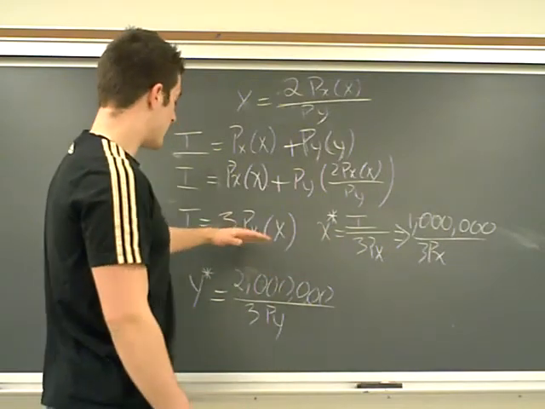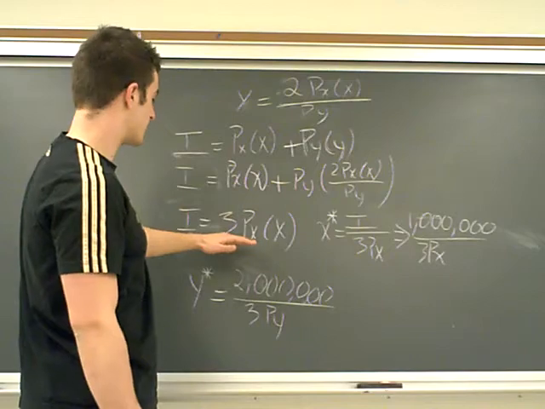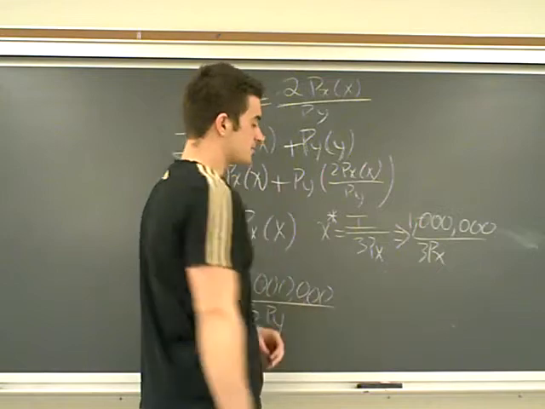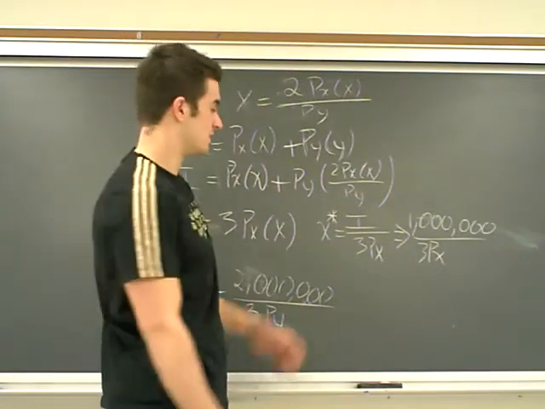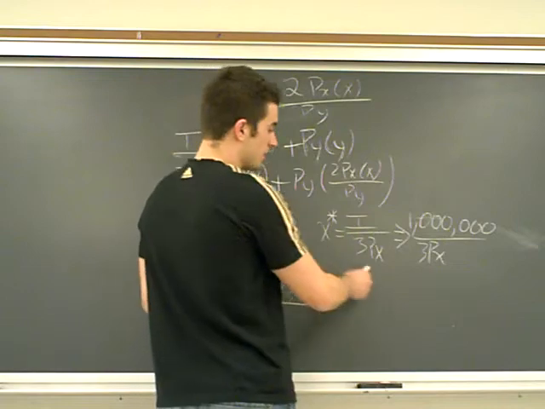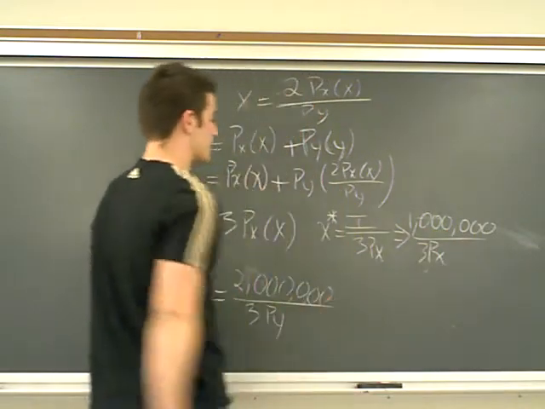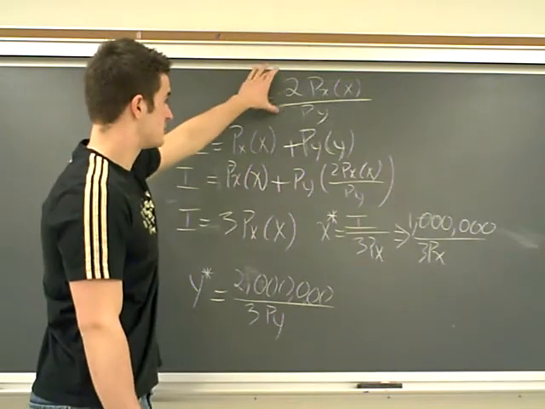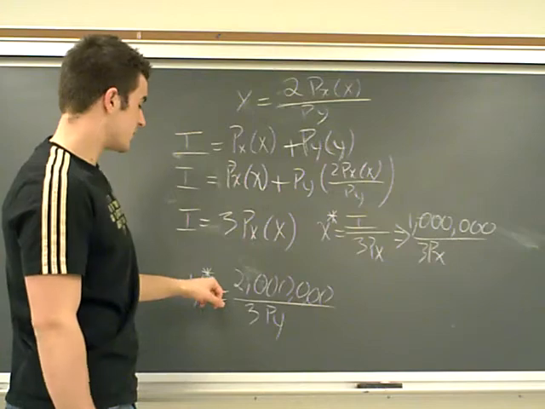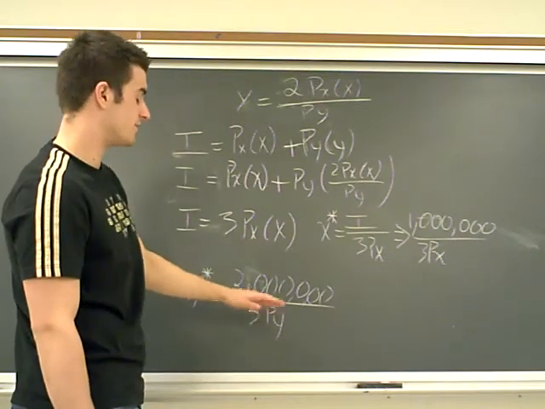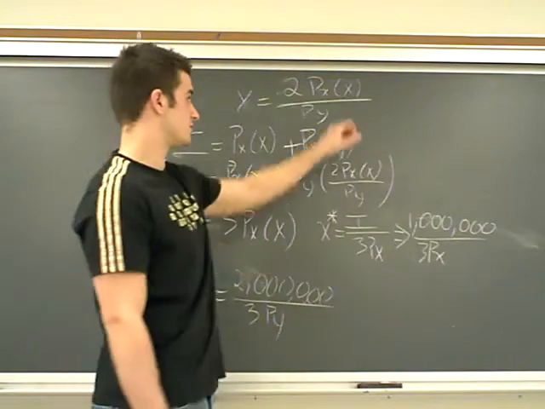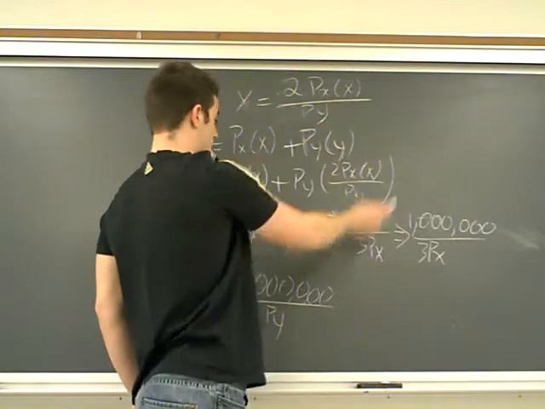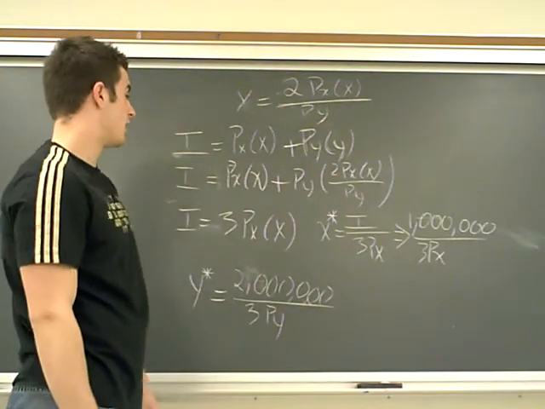So we divide out the 3 times the price of x on both sides, and we get x star equals I over 3px. Since we're given the income in this problem, the optimal quantity for x star equals 1,000,000 over 3px. Once we have this value, x star, we can plug it into this equation to find y star. Y star equals 2 times 1,000,000 divided by 3py. The px's will cancel there and there.